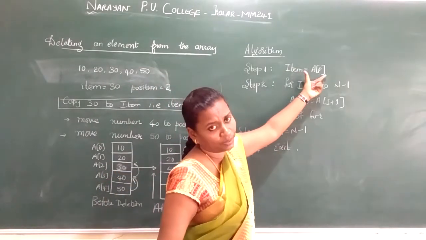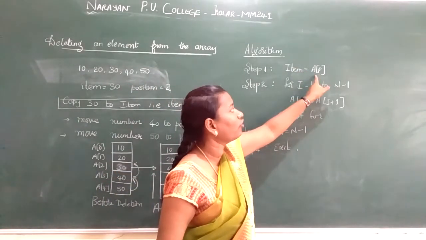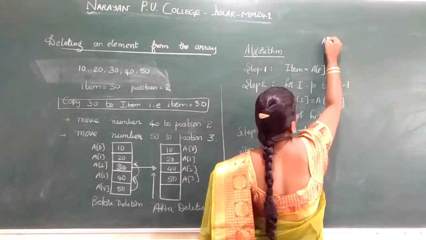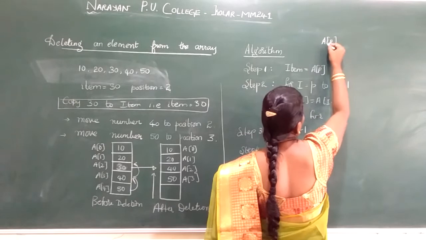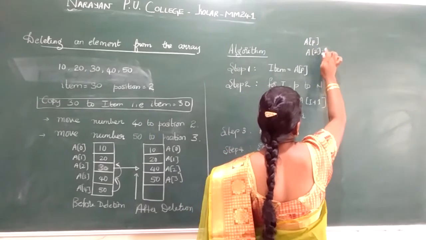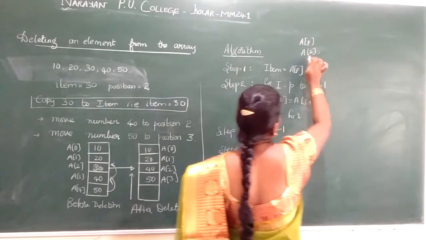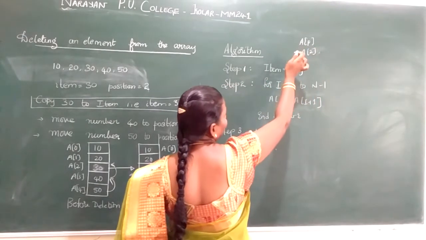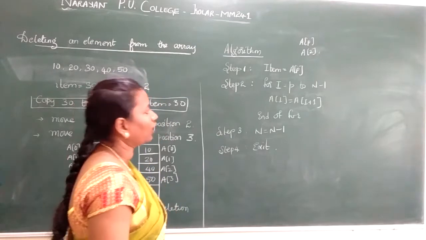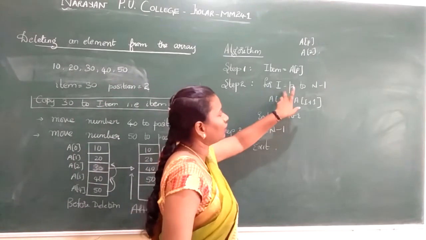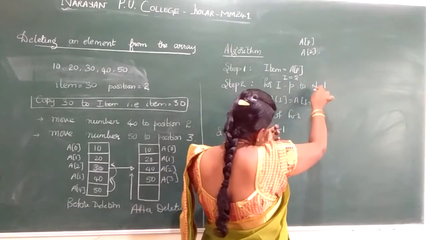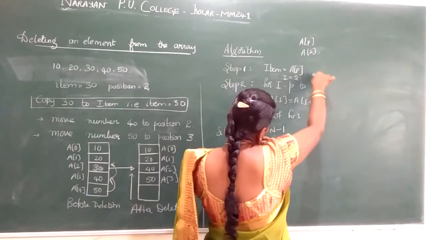Item is A of P. At A of P, I am just giving the item. What is A of P? Your position is 2. So what is A of 2? At position A of 2, your item 30 is present, isn't it? So your item 30 is present at A of 2. For I equal to P, that is I equal to 2 to n minus 1. What is n? 5 minus 1, that is 4.